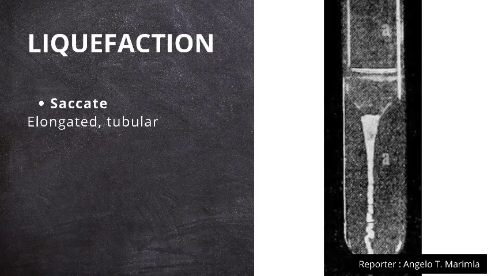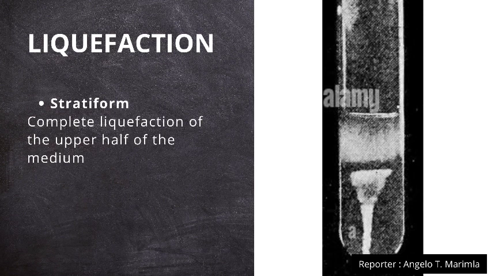The next one is the saccate. It is elongated and tubular. And the last one for liquefaction is the stratiform. The stratiform is a complete liquefaction of the upper half of the medium. And the last part for this lab exercise are the study questions.